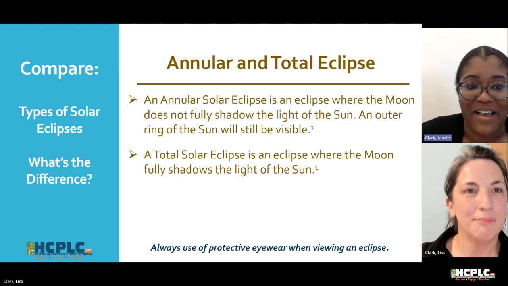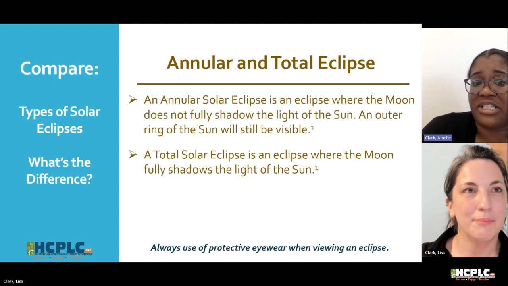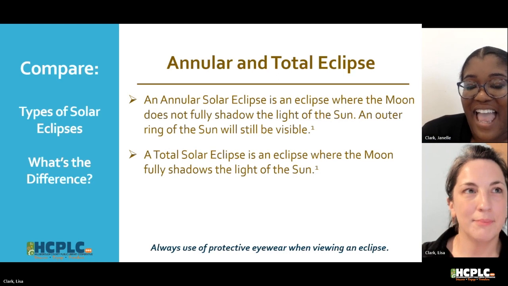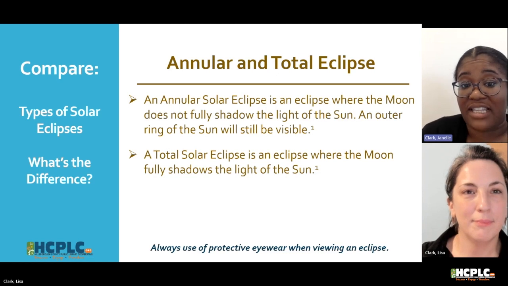The types of eclipses, we have annular solar eclipses, and we have a total solar eclipse. An annular solar eclipse is an eclipse where the moon does not fully shadow the light of the sun. And a total solar eclipse is an eclipse where the moon fully shadows the light of the sun.